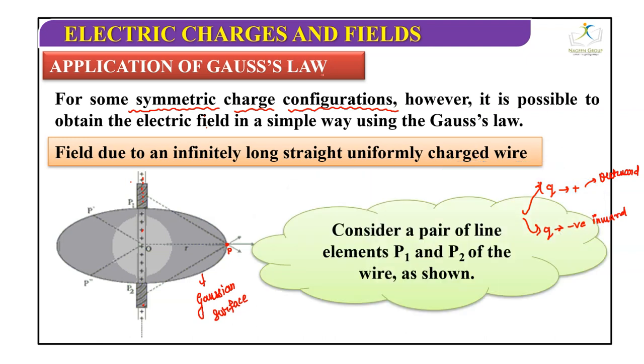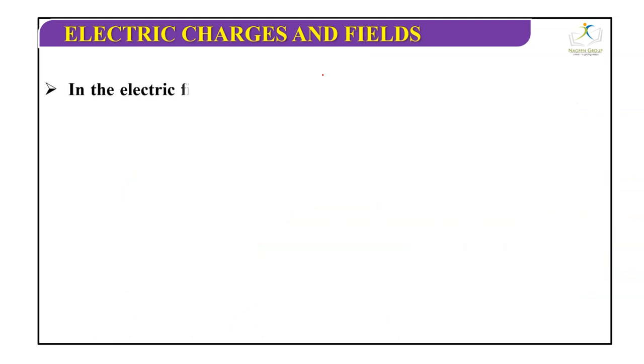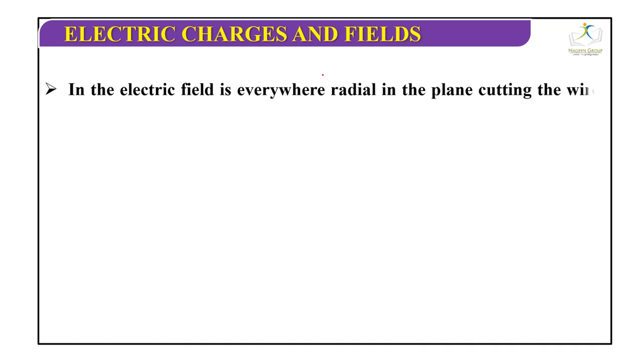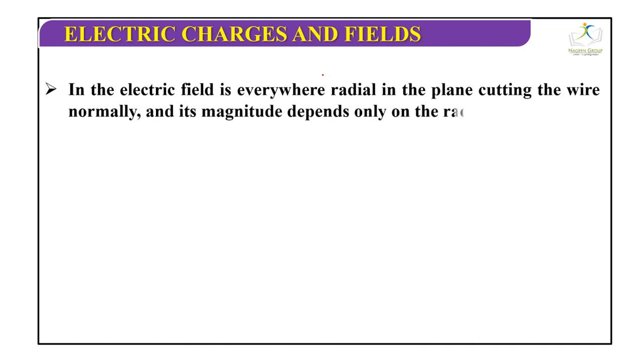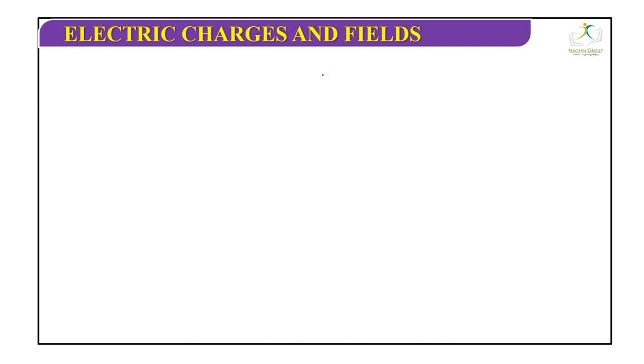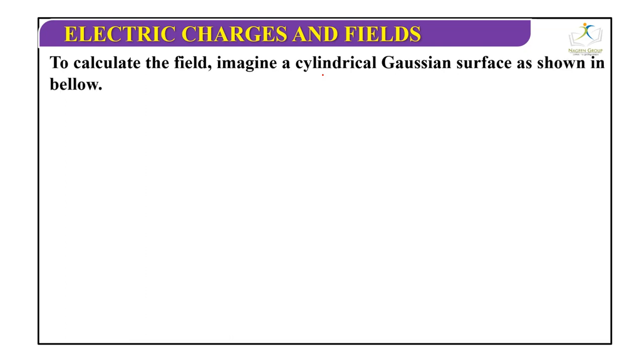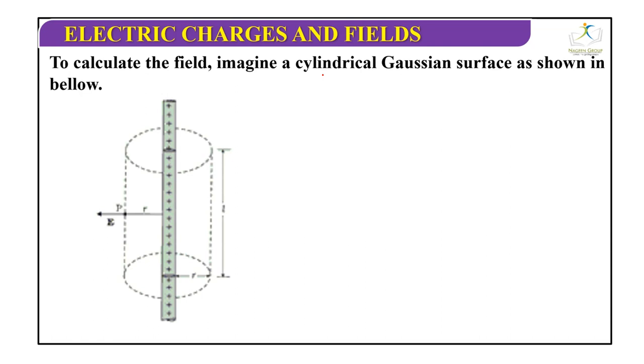Now consider a pair of line elements P1 and P2 of the wire as shown. The electric field is everywhere radial in the plane cutting the wire normally, and its magnitude depends only on the radial distance r. To calculate this field, imagine a cylindrical Gaussian surface as shown below. This closed surface is what we call a Gaussian surface.